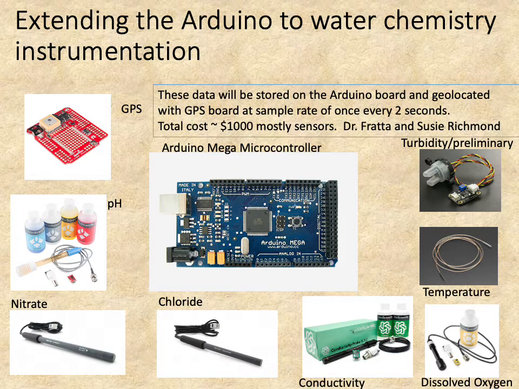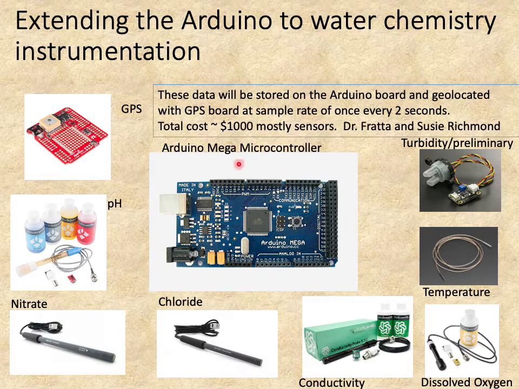So the other thing, this seemed to work pretty well. So what we thought is, let's extend the Arduino to doing some water chemistry instrumentation. So again, we included our GPS. You can see there's the antenna. Again, it's a different board, but it's the same sort of thing, where we have a slot for a card, and then also a keep alive clock.